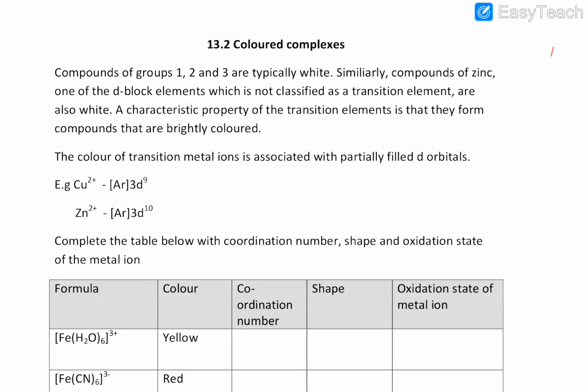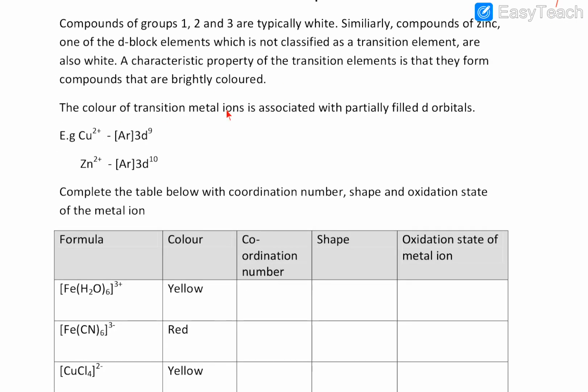Hi guys, so let's see 13.2 colored complexes. Now usually compounds of group 1, 2 and 3 are white, as well as zinc because it's not classified as a transition element. Transition elements have the characteristic property of forming brightly colored compounds, and that color is because of a partially filled d orbital. So Cu2+ has a partially filled d orbital, so that's going to be colored, but Zn2+ has a completely filled d orbital. That's not going to be colored, that's going to be white.